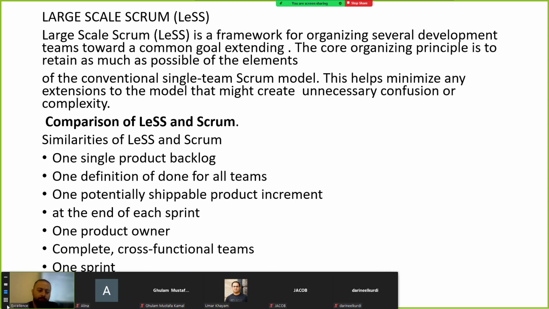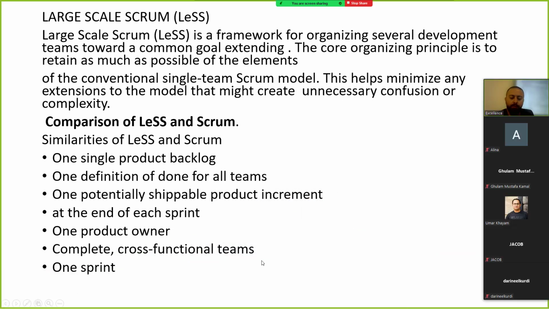Large Scale Scrum is a framework for organizing several development teams towards a common goal. The core organizing principle is to retain as much as possible of the elements of the conventional single-team Scrum model, so the model will be the same as the Scrum model. This helps minimize any extension to the model that might create unnecessary confusion or complexity.